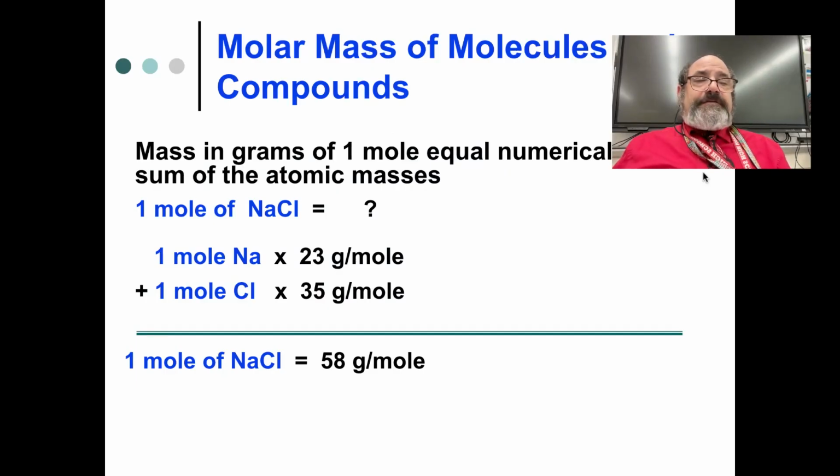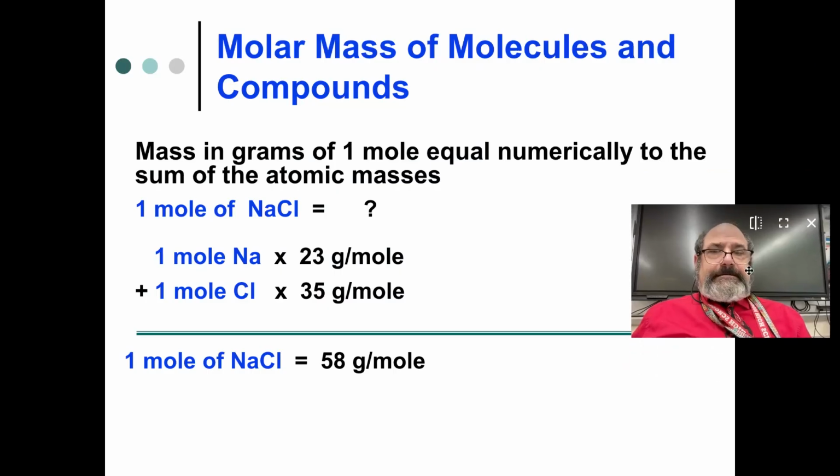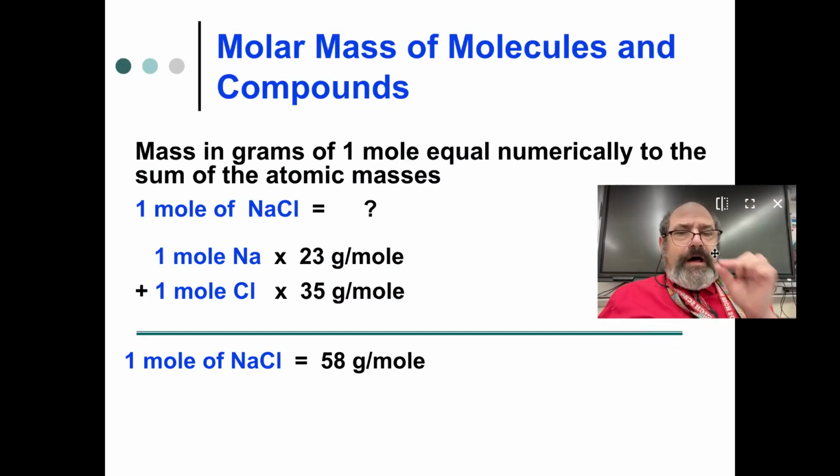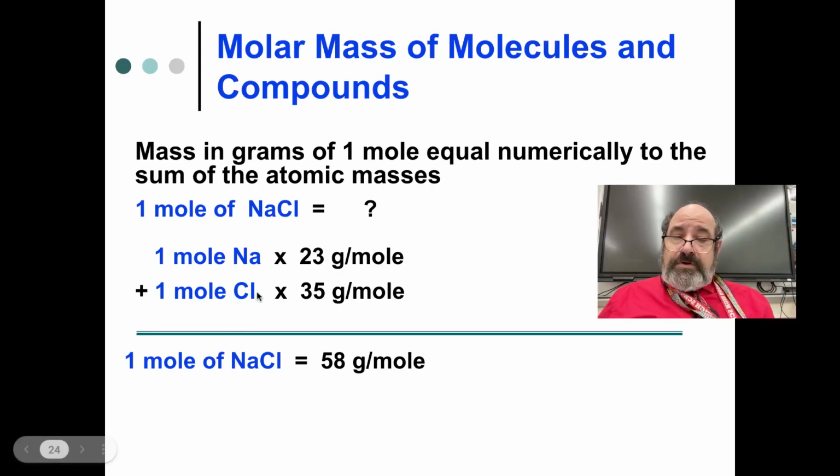Okay, so now how do we figure out the mass of molecules? We're going to spend a bunch of time on that in a little bit, but I'll just do it really quickly for you now. So for sodium chloride, a mole of sodium chloride has 1 mole of sodium, Na, and 1 mole of chlorine, Cl. So 1 mole of sodium weighs 23 grams. 1 mole of chlorine weighs 35 grams. So you add those together, and you get 58 grams per mole, which is what we had before.